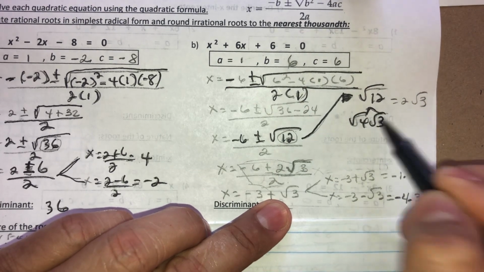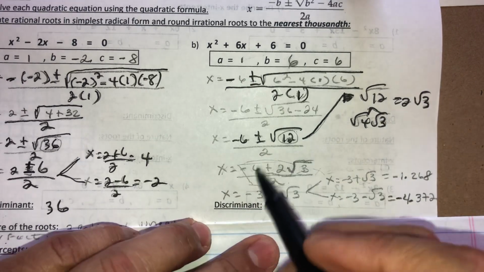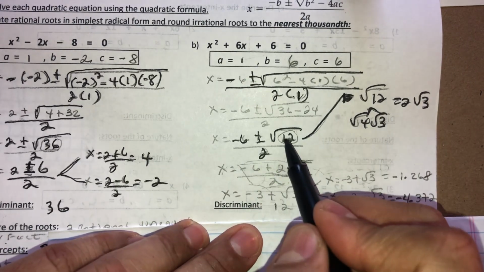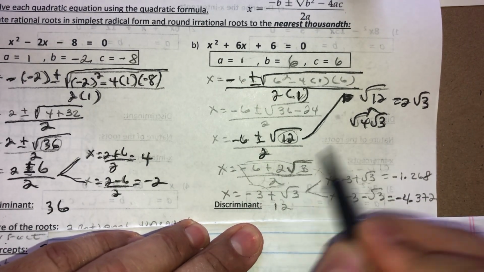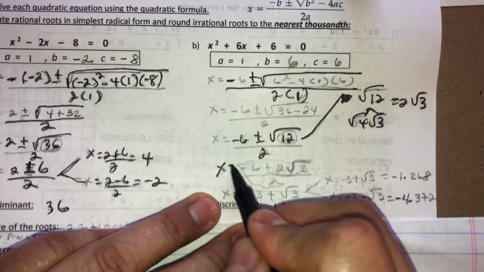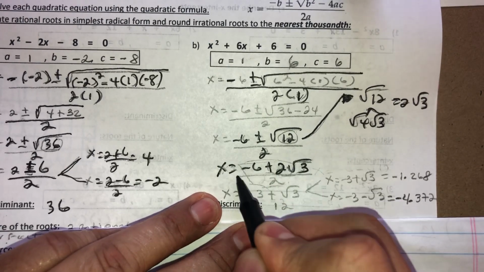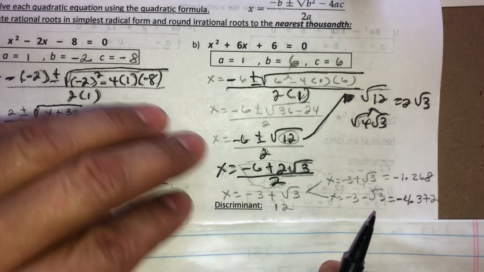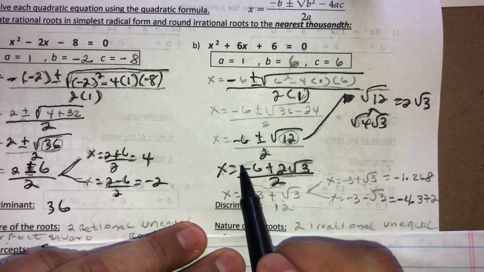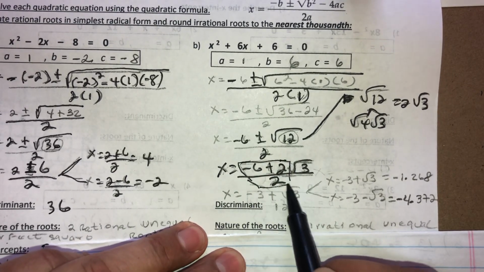Okay, times 3. So radical 12 becomes 2 radical 3. So that means, guys, that this radical 12 becomes 2 radical 3 that I got from there. So I write my answer like that: x equals negative 6 plus or minus 2 radical 3 divided by 2. Now remember, we can simplify this because they are all divisible by 2.